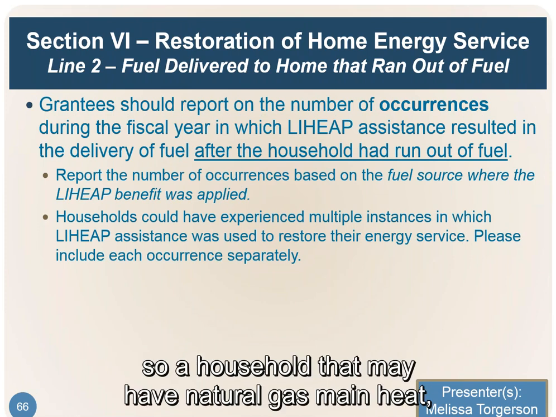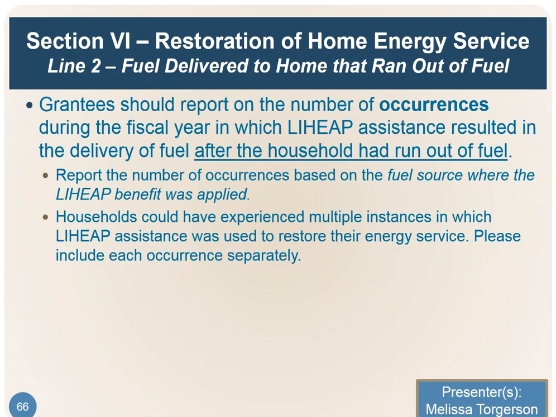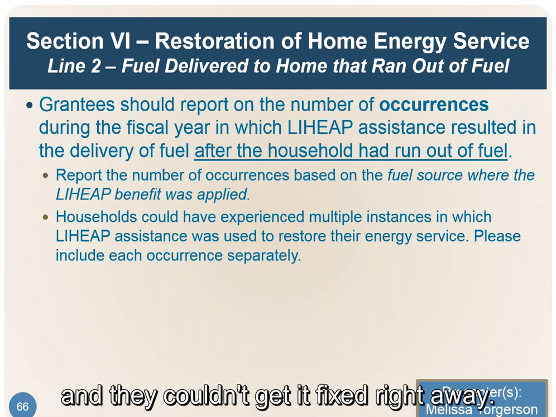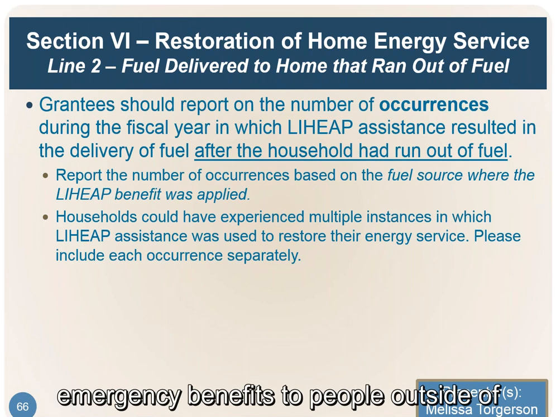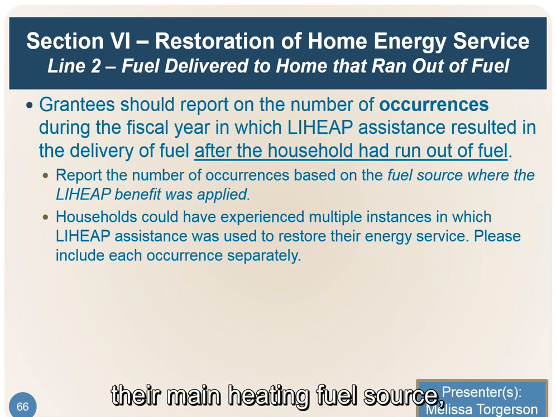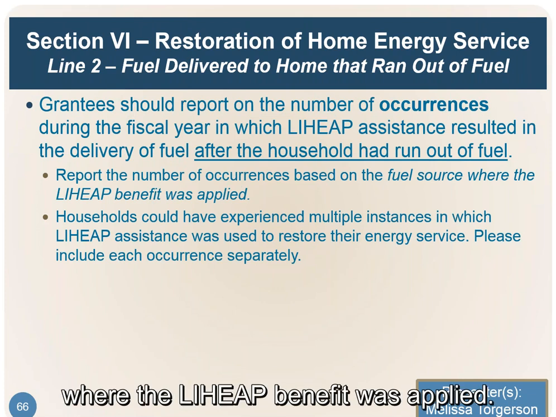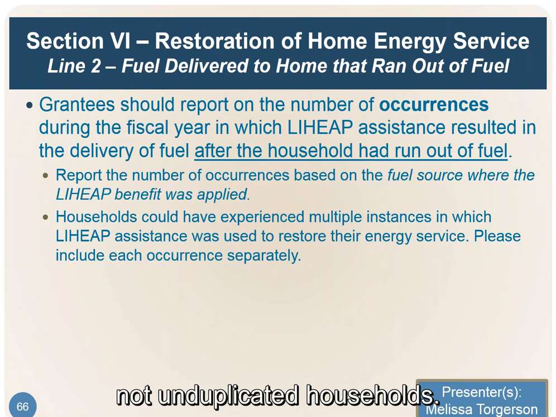So a household that may have natural gas main heat, you may have given them a wood benefit, for example, in order to restore heat to the home. Maybe their furnace was broken and they couldn't get it fixed right away. There are a million reasons why we give emergency benefits to people outside of their main heating fuel source. And so it's important to keep that in mind here, that we're looking at the fuel source where the LIHEAP benefit was applied. Once again, we're looking at occurrences, not unduplicated households.